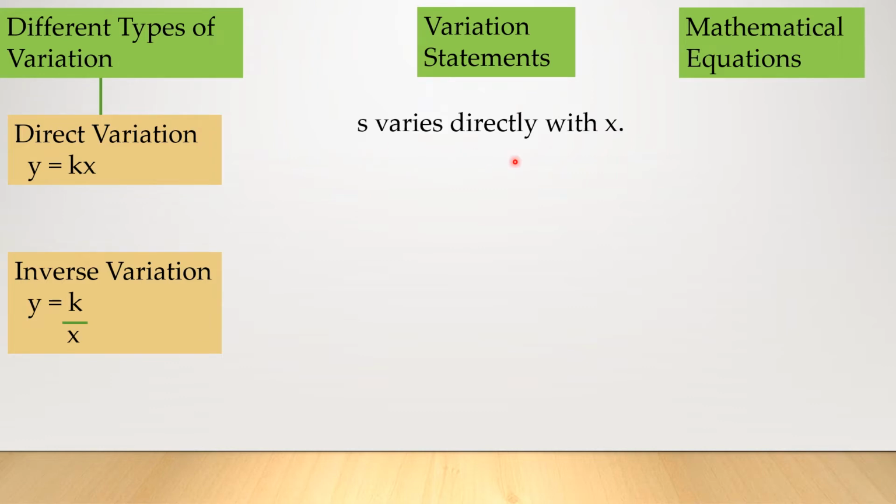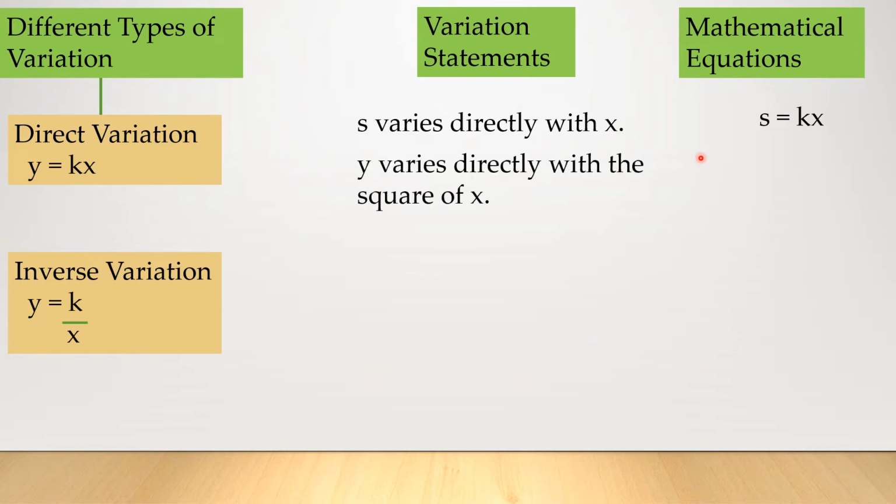Okay, so let's have direct variation statements. So y varies directly with x, which means y is equal to k times x. If I have y varies directly with the square of x, means y is equal to k times x squared because this is the square of x. Now for inverse variation, y varies inversely with r, means y is equal to k over r. So the other variable should be here.